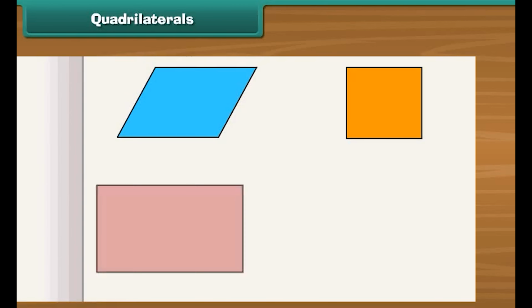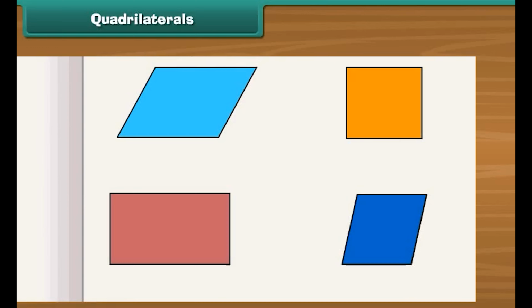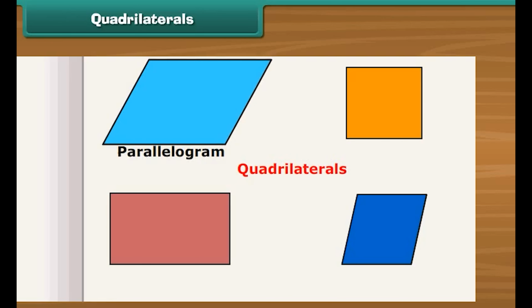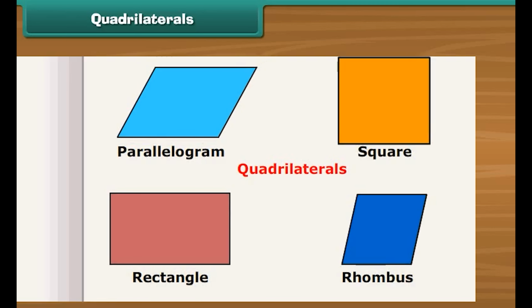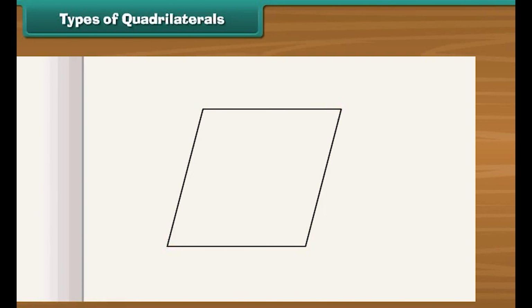What will you call those polygons which are formed by four line segments? Such polygons are called quadrilaterals. There are several types of quadrilaterals. These are parallelogram, rectangle, rhombus, and square. Let us discuss each type in detail. A quadrilateral having opposite sides parallel is called a parallelogram. For example, slide is a parallelogram.